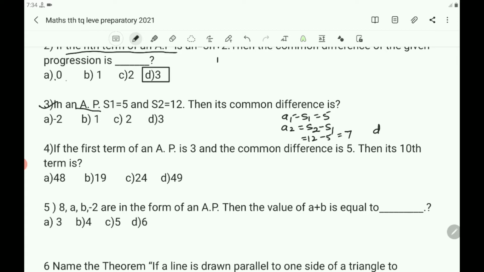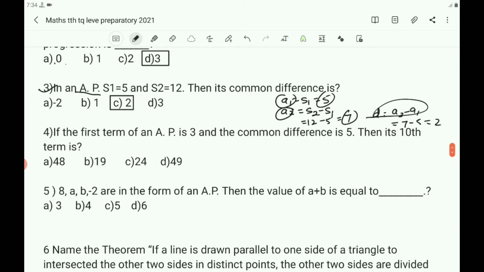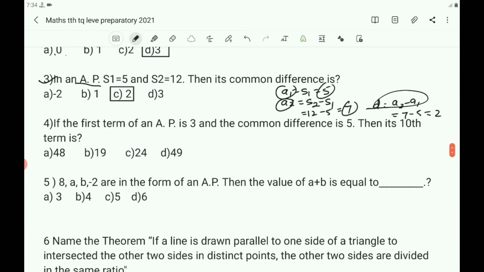Then what is d? d equals a2 minus a1. That is 7 minus 5 equals 2. Here a2 is 7, a1 is 5, d equals a2 minus a1, that is 2. So option C is the answer. Here a1 is 5, a2 is 7, so the common difference is a2 minus a1, that is 2.